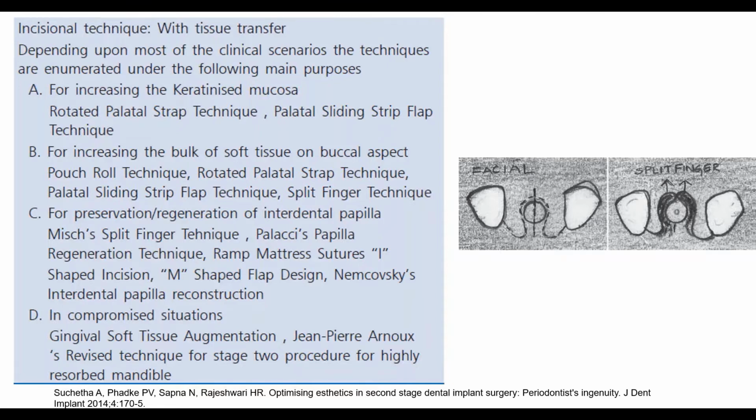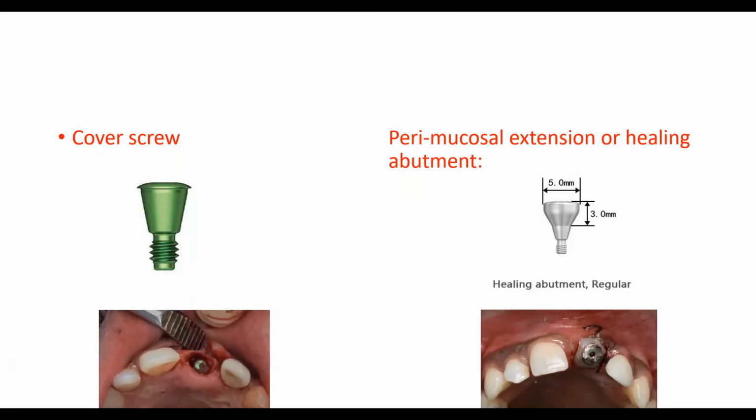And the fourth is the compromised situation, where there is no adequate soft tissue, so gingival soft tissue augmentation should be carried out for that. Coming to the implant component which will be required after second stage surgery, that is the perimucosal extension. Now, it is also called the healing abutment.